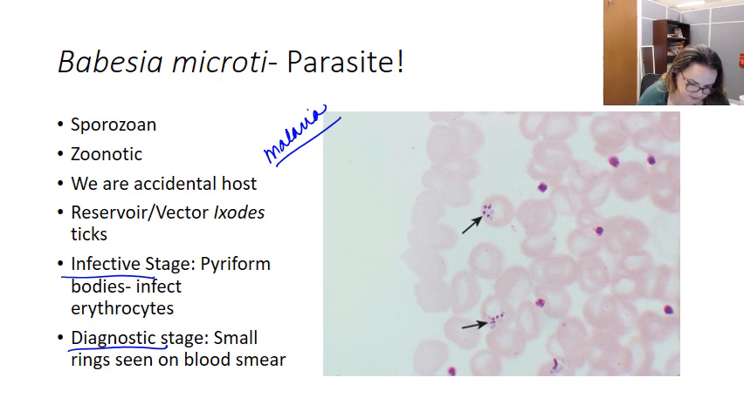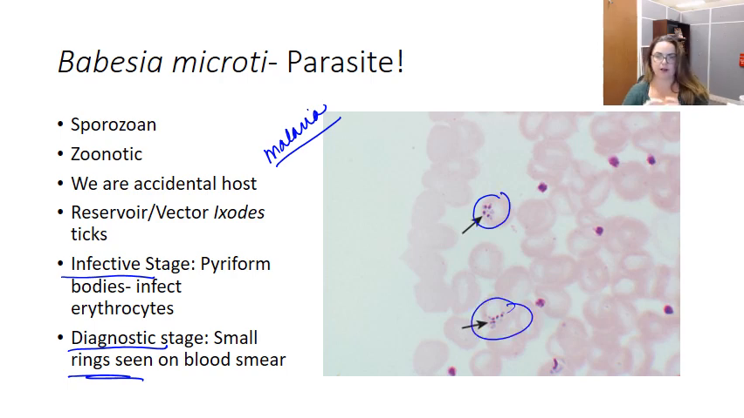The diagnostic stage is a ring form that's seen on the blood smear, and I'm showing a couple of them here, these kind of smaller dots here causing a ring form that you can look for diagnostically. It is very, very difficult to identify Babesia on site, and typically it takes a pathologist who has actually seen Babesia many times before somebody would be certain looking at a blood smear that they were looking at Babesia.